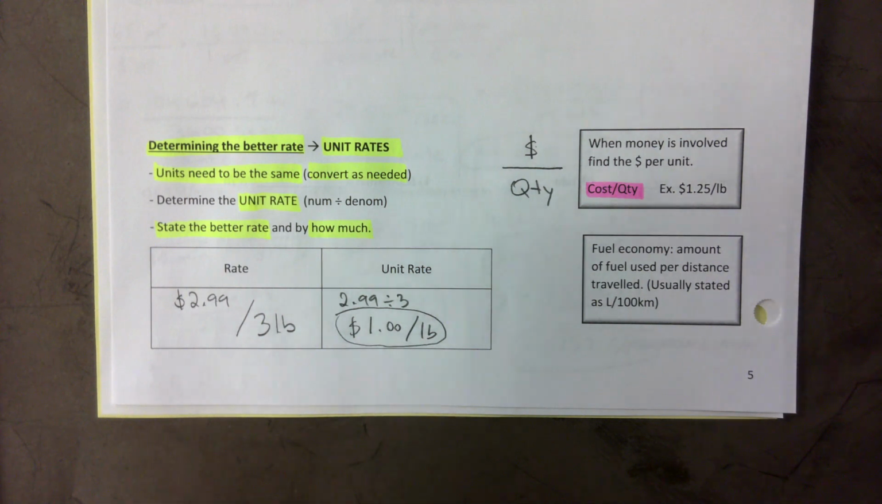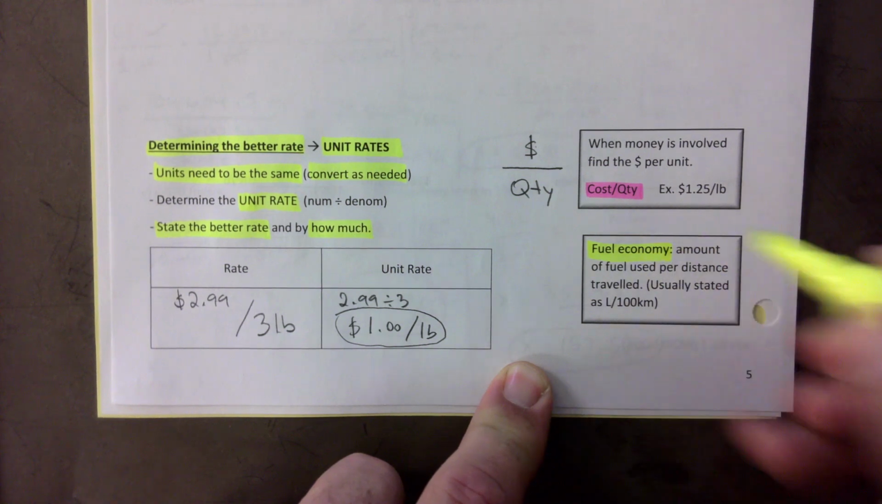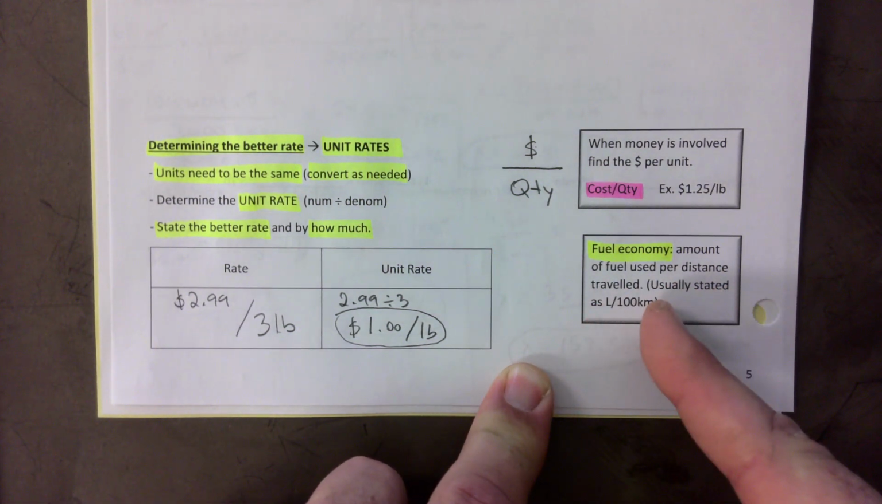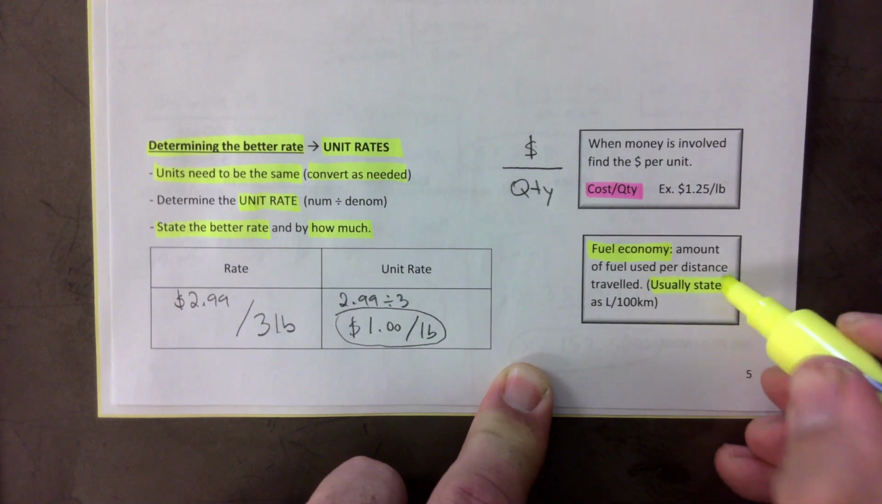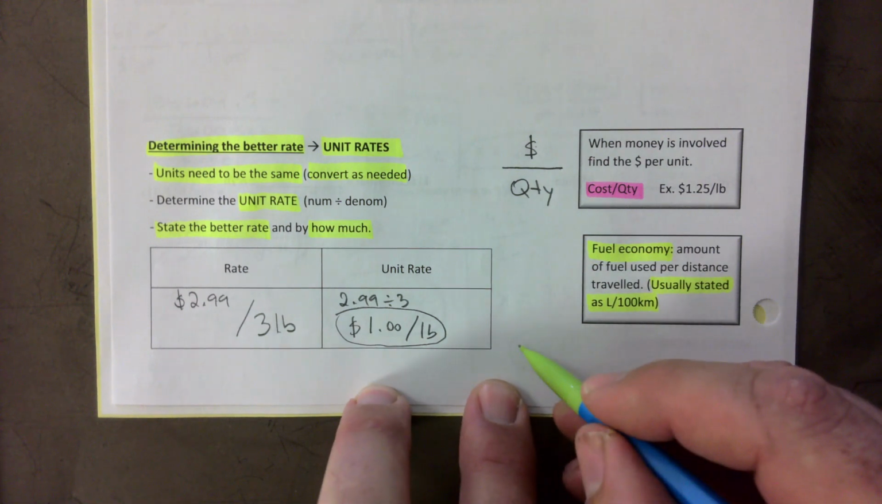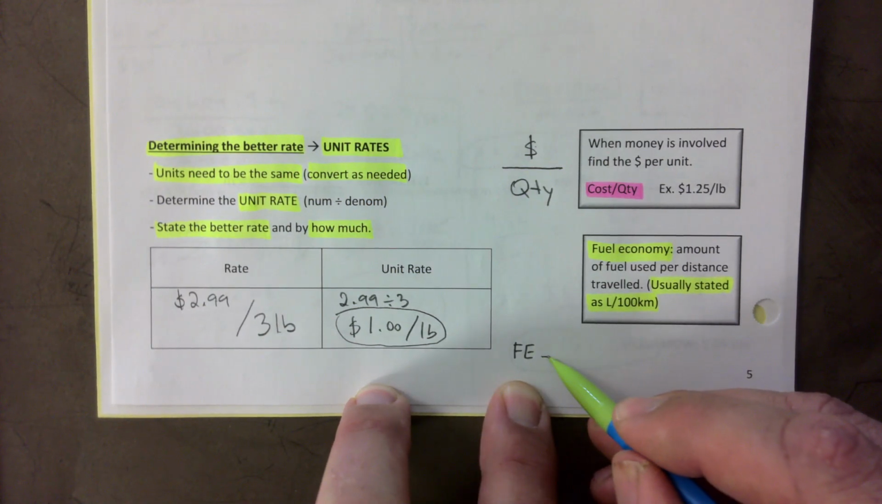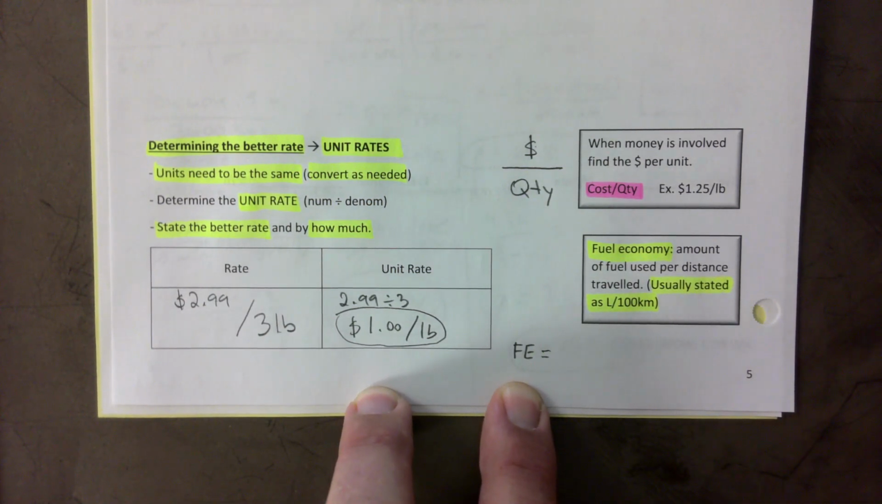Another important concept is fuel economy. Okay, the amount of fuel used per distance traveled. It is usually stated as liters per 100 kilometers. So I need you to be comfortable with fuel economy as well. And I will give you a formula because it's easier. Like, I don't want you to spend too much time on figuring this out. So I'll just say this, and I ask you to add this to your notes as well as study sheet.